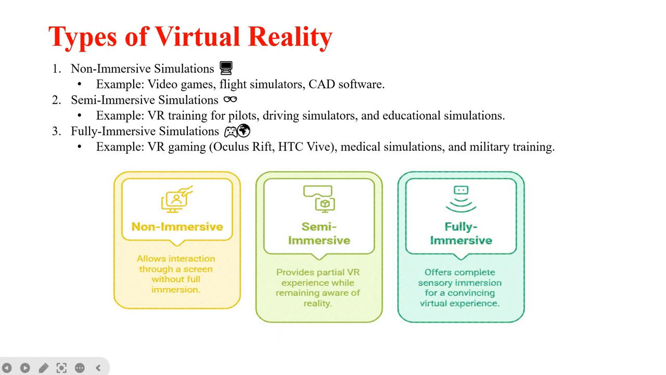Then you have semi-immersive simulation, which provides a partial VR experience, where users are aware of the real world but interact with a virtual environment. Examples here are VR training for pilots, driving simulators, and educational simulations. Third is fully immersive simulations, which offers complete sensory immersion using VR headsets, that is virtual reality headsets, motion tracking, and haptic feedback. And here the examples are VR gaming, medical simulations, and military training.